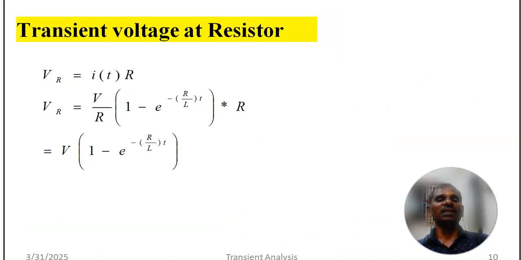Then we need to find the voltage at the resistor. So VR is equal to, by Ohm's law, I into R. So it's V by R into 1 minus e power minus R by L into t, into R. So R will get cancelled. So it is V into 1 minus e power minus R by L into t.